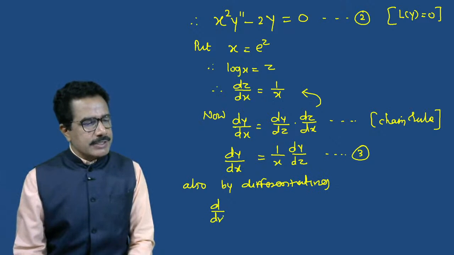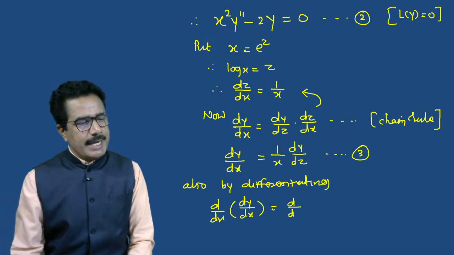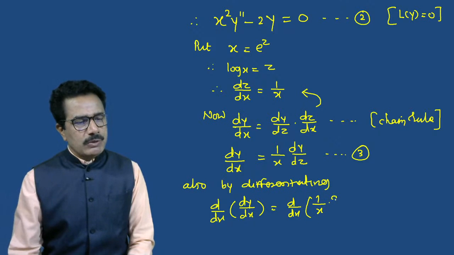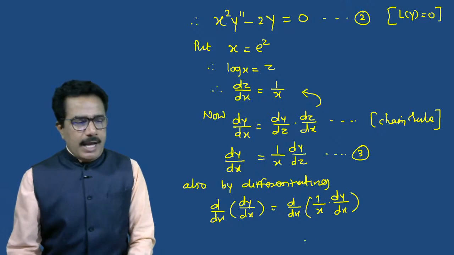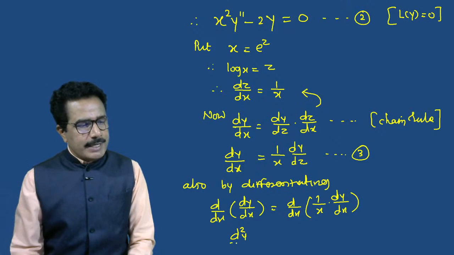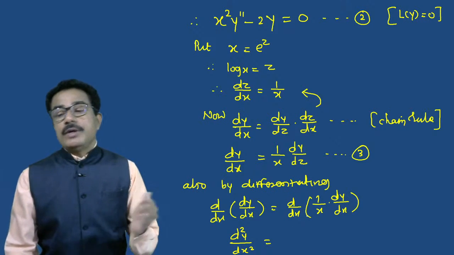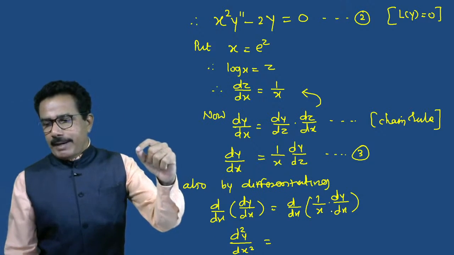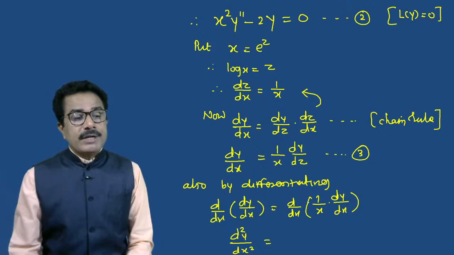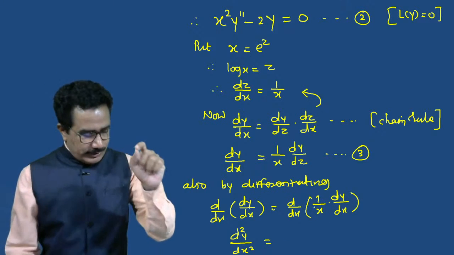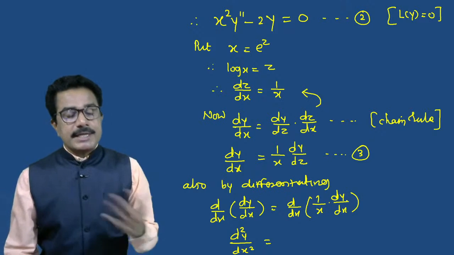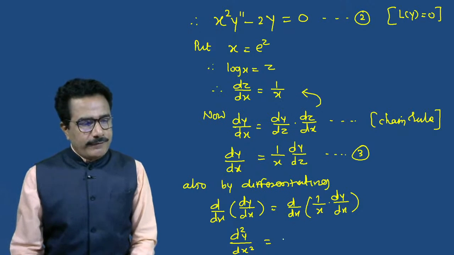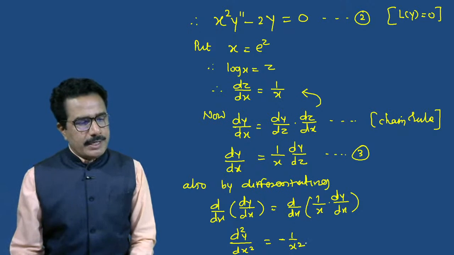That means d by dx of dy by dx, which is equals to d by dx of 1 upon x into dy by dx. So we can write d2y by dx square, which is equals to, here we have to use the product rule on 1 upon x and dy by dz. First, derivative of first. Now you tell me what is the derivative of 1 upon x? Derivative of first is minus 1 upon x square, second as it is dy by dz.